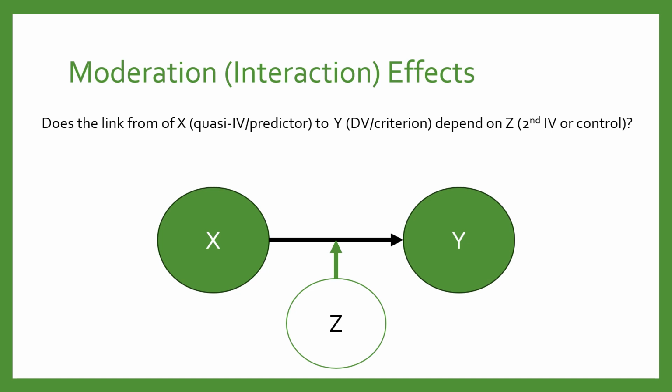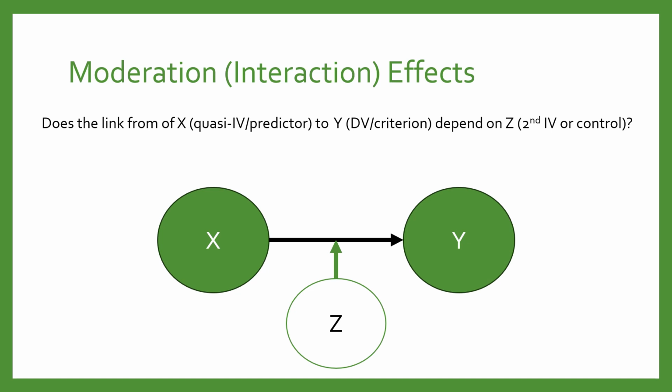So in this example, we can maybe say, does the relationship between workgroup diversity, our x variable, our predictor, and creativity, our y variable, or our criterion, our outcome, depend on the openness of group members? So that would be our z, or our control variable.